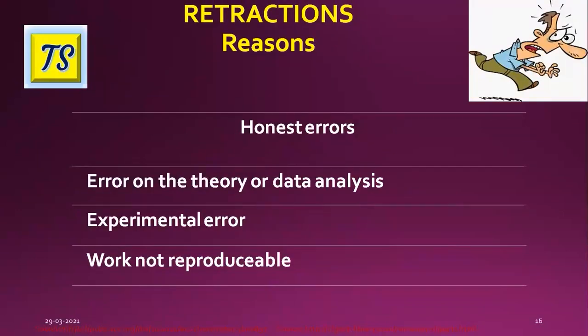I told you about the honest errors: error in the theory or data analysis. Sometimes you may forget to include the values in your research. Experimental errors might occur. Sometimes you may not be able to reproduce the work again. These are treated as honest errors, but as I said, these errors are difficult to prove.